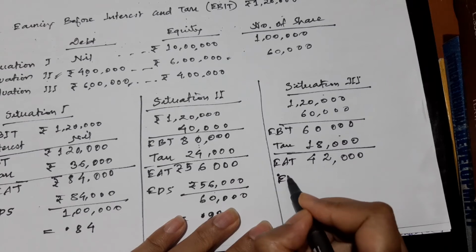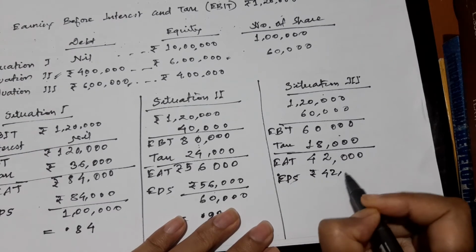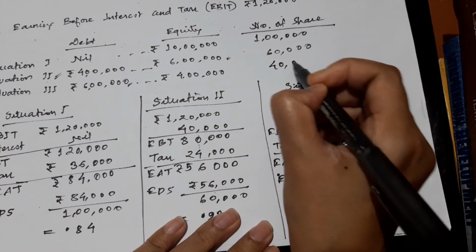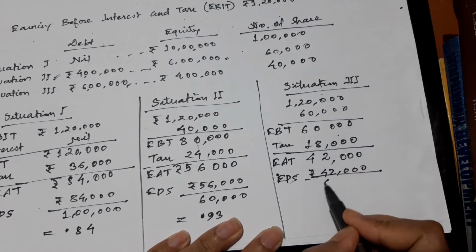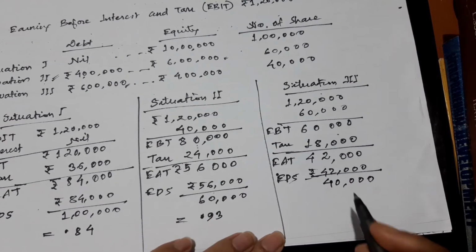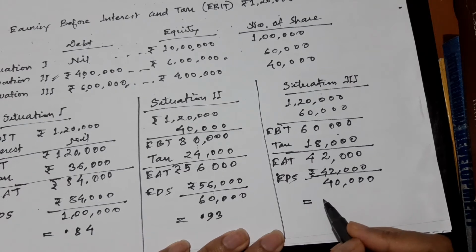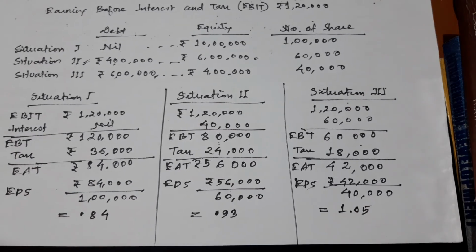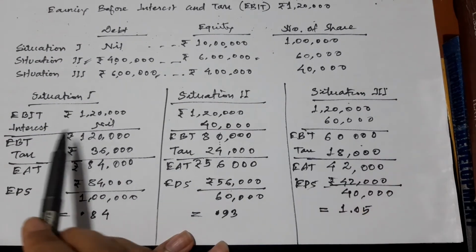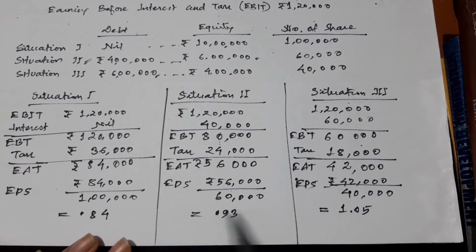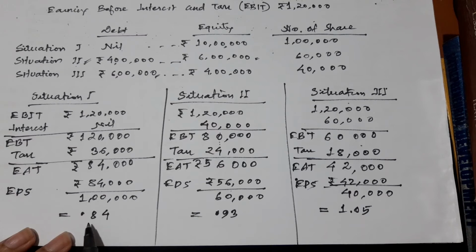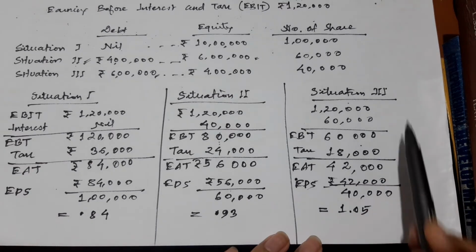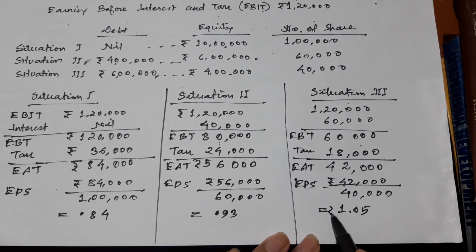Now calculate the EPS. Rupees 42,000 divided by number of shares. So here in this case the number of shares is 40,000. So 42,000 divided by 40,000, and the earning per share you will get is 1.05. Now in all the three situations I have calculated earning per share. You see the effect, or you see the difference. Here it was in situation 1 0.84, in situation 2 it is 0.93, in situation 3 it is rupees 1.05.